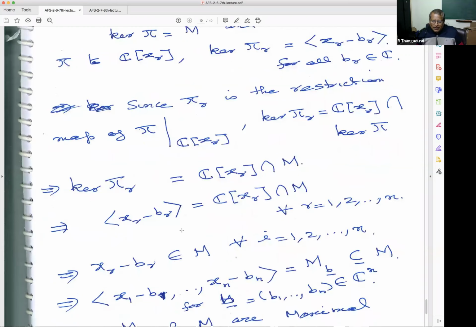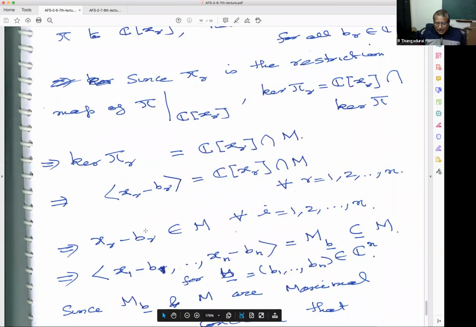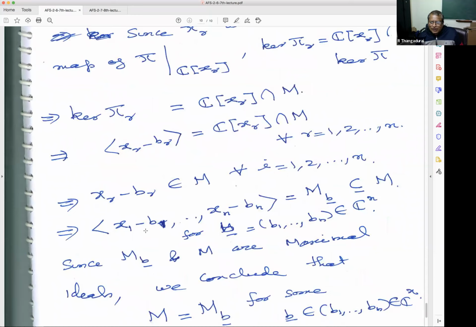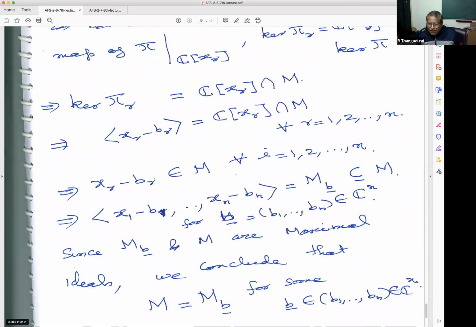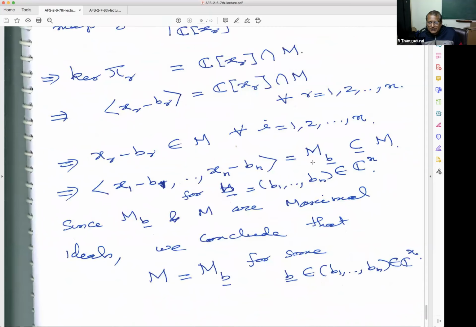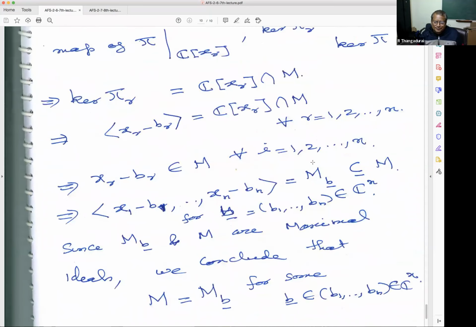Then the ideal generated by all these n linear factors is nothing but mb. Any mb will look like this, where b is b1, b2, up to bn, that point. So this is contained in m. Already we know mb and m are maximal ideals. Both are maximal ideals. Therefore, this has to be equality rather than a subset.